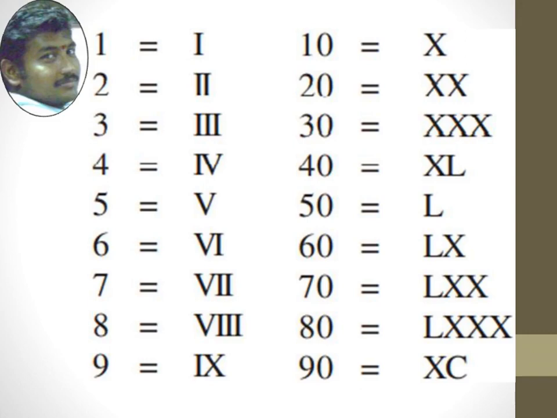Equal values of Roman numeral and Hindu-Arabic numeral. 90 means XC. LX means 60. Triple X means 30. You need to remember.